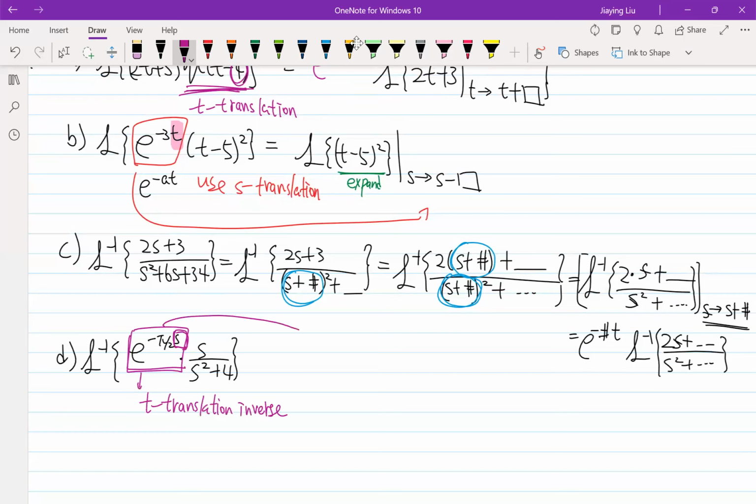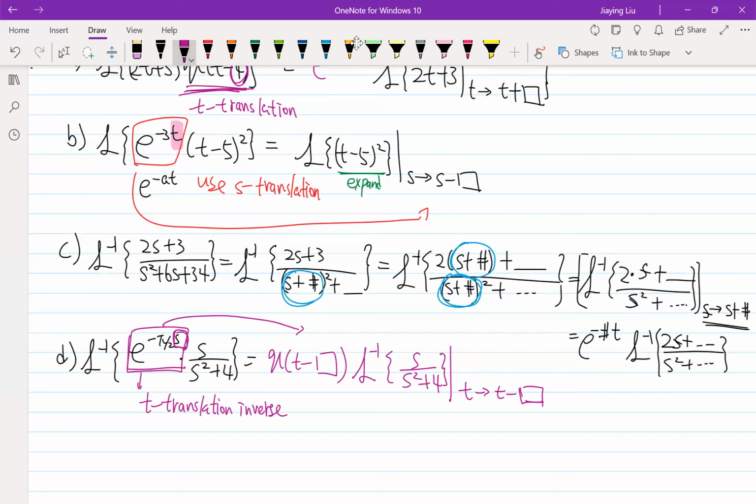And then this one we can pull out and make it into u(t minus a). You have to figure out what a is from the expression. a is pi over 2. And then find the inverse Laplace transform of the remaining s over s squared plus 4. And don't forget at the end, t goes to t minus this a.